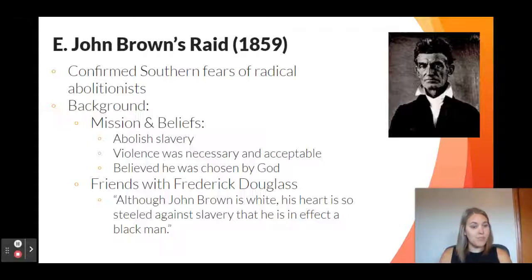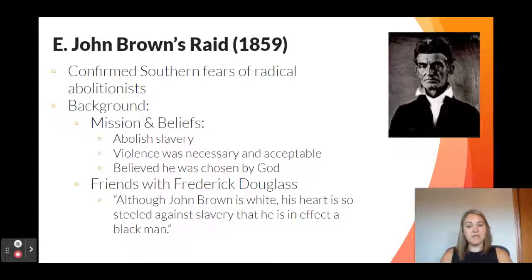So if you remember, John Brown was one of those anti-slavery advocates in Kansas who murdered pro-slavery neighbors. So he is an abolitionist. He believes violence is necessary and acceptable. And additionally, he believed he was chosen by God. So if you remember Nat Turner from period 4, Nat Turner believed all of these same things. And he also was not depicted as a hero, but was depicted as being insane. And that same claim of insanity is going to be used to describe John Brown.